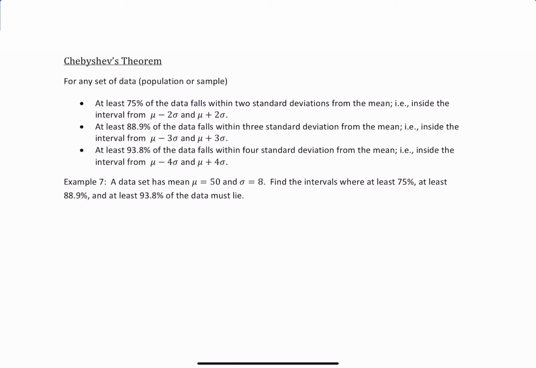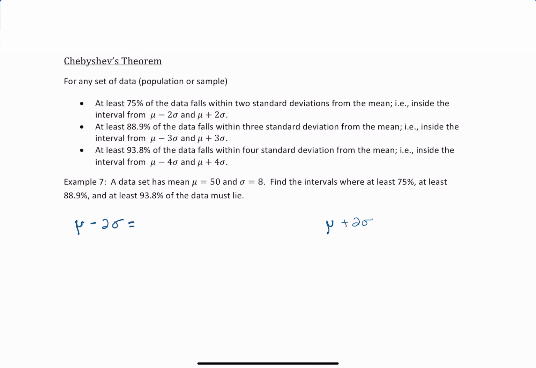I think this will make more sense if we see an actual example. A data set has mean mu equals 50 and sigma equals 8. Find the intervals where at least 75%, 88.9%, and 93.8% of the data must lie. So Chebyshev's theorem says at least 75% of the data lives between mu minus 2 sigma and mu plus 2 sigma.